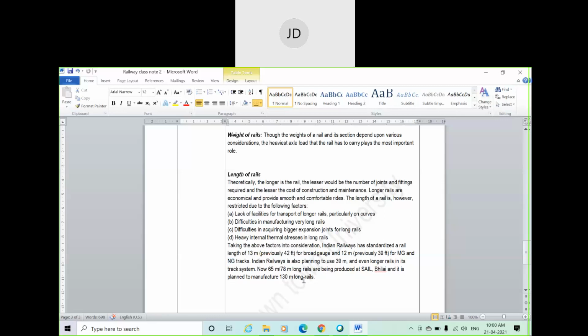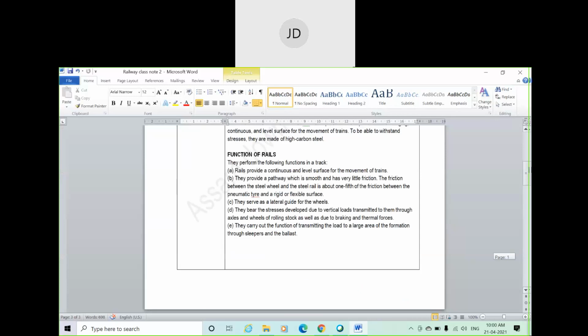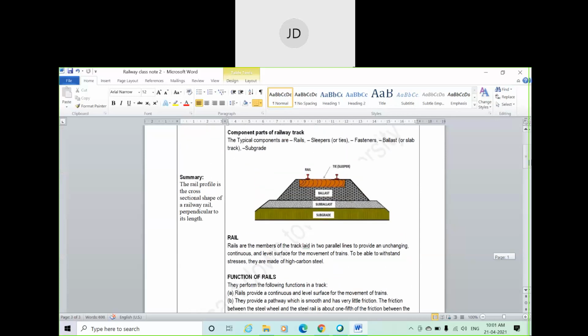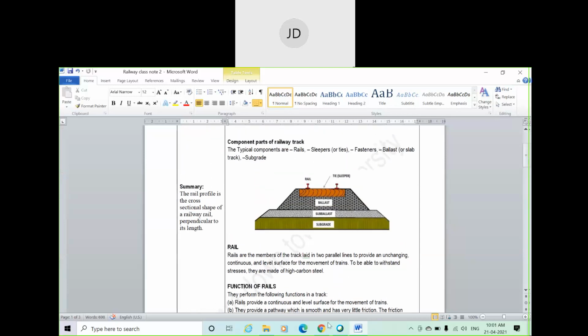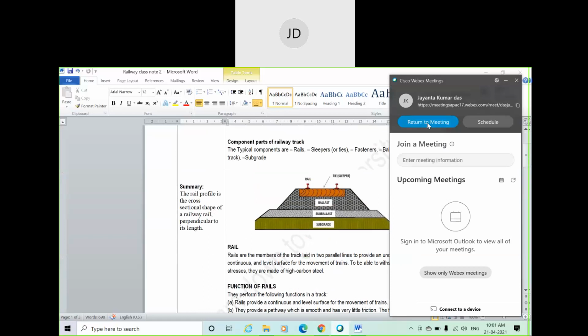So some information is also given as a new update here. This is all about the information related to rail. We have discussed the types of rail, the requirements of rail, the ideal rail, the different components of rail, and the purpose of placing the rail. So this is all about today's class.